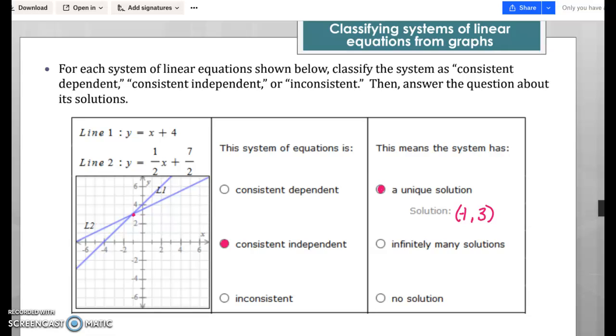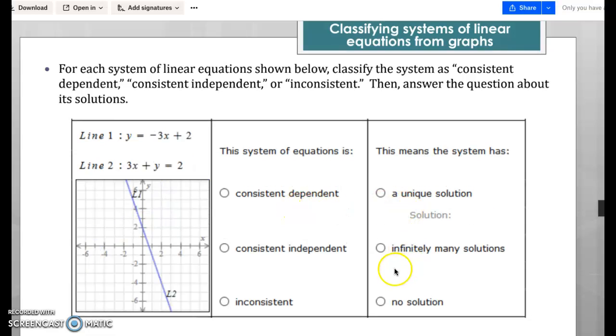Okay, let's do one more example. Actually, I believe we have two more examples. So for this problem, we have two equations that end up graphing the same line. So this means we have infinitely many solutions. And it does have a solution, so that means it's consistent. But because they end up being on the same line, it is a consistent dependent system.